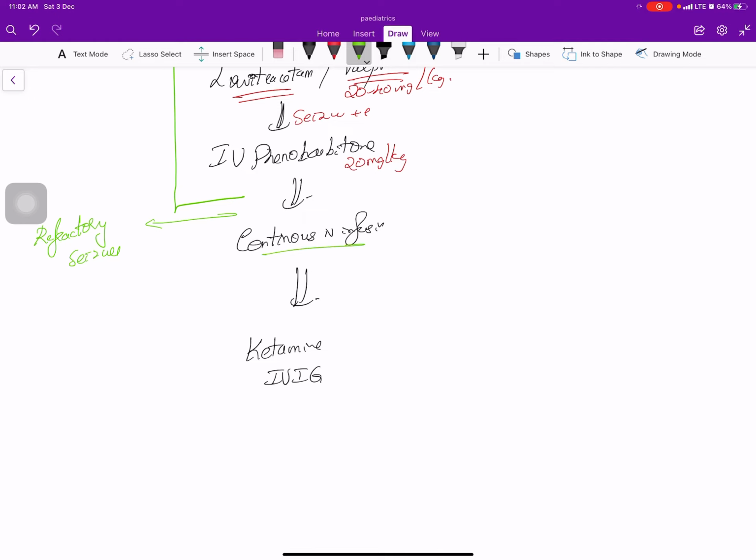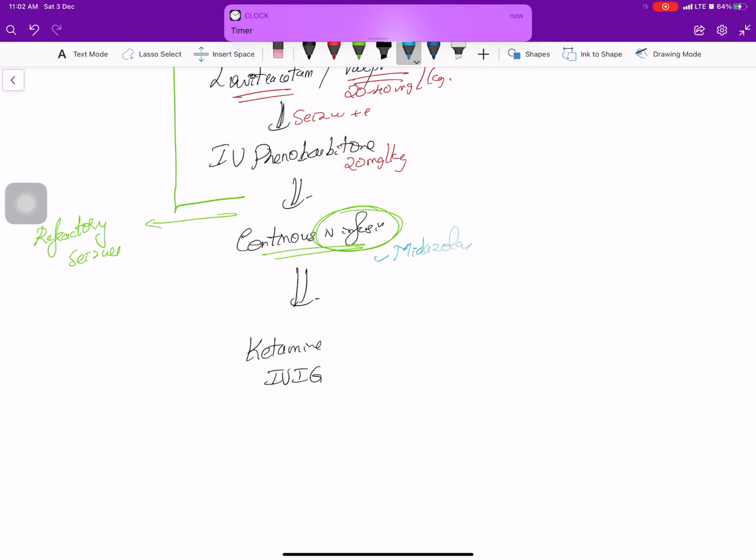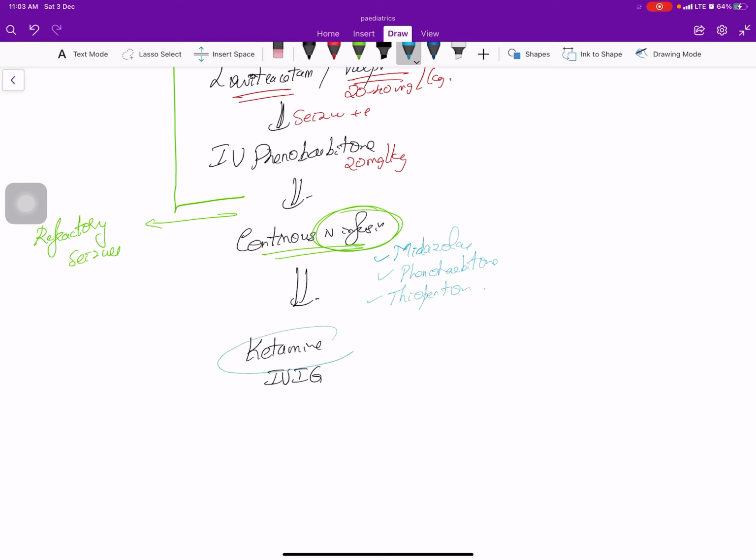A refractory seizure will be dealt with continuous infusion. Continuous infusion of the drugs that we're already giving. So benzodiazepine, midazolam or lorazepam, continuous infusion. We're going to give continuous infusion of phenobarbital and strong anesthesia, thiopentone. If this doesn't work, we're going to give ketamine infusion or IVIG, and this is categorized as super refractory seizure. That covers these two topics.